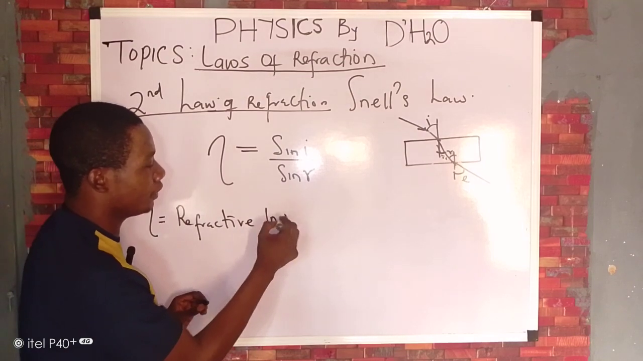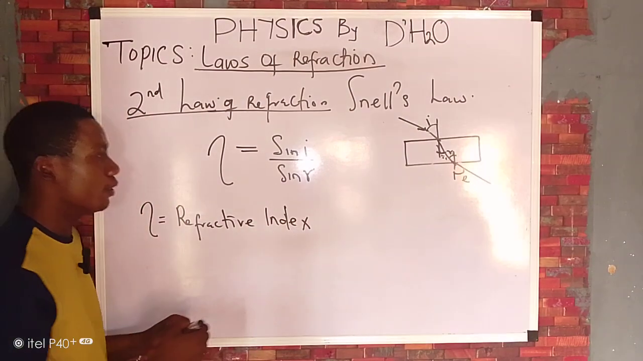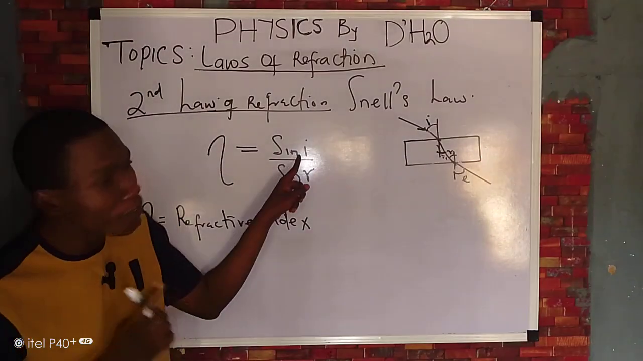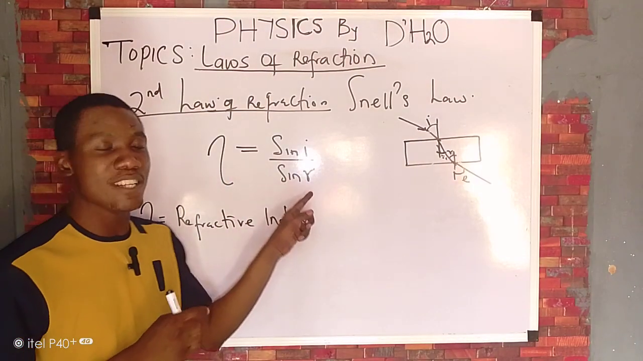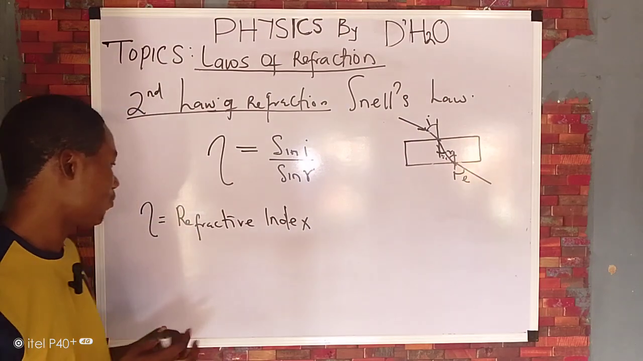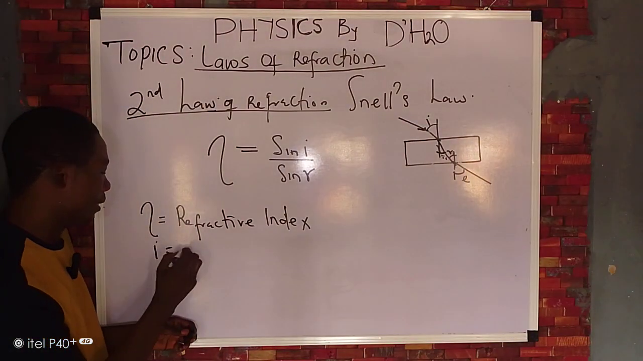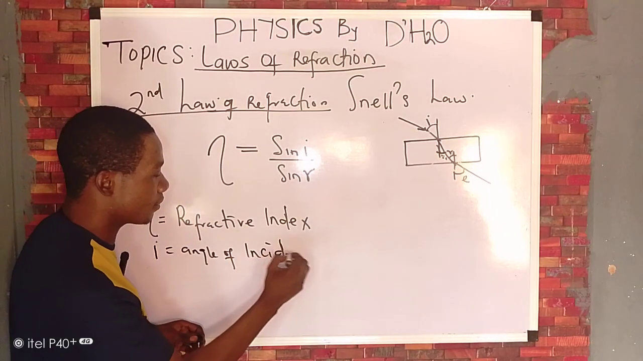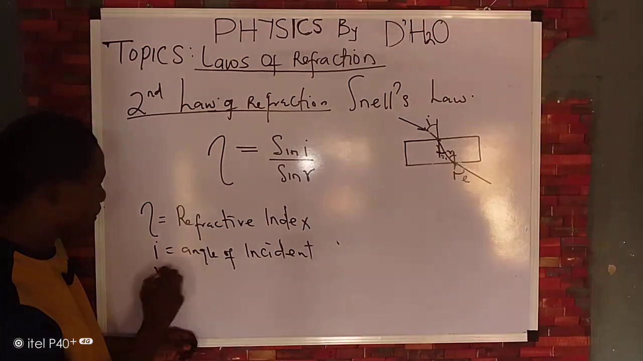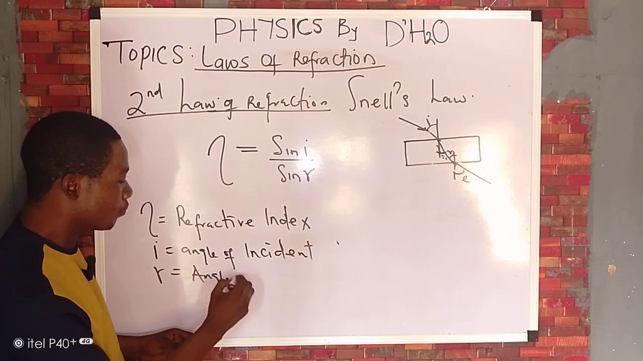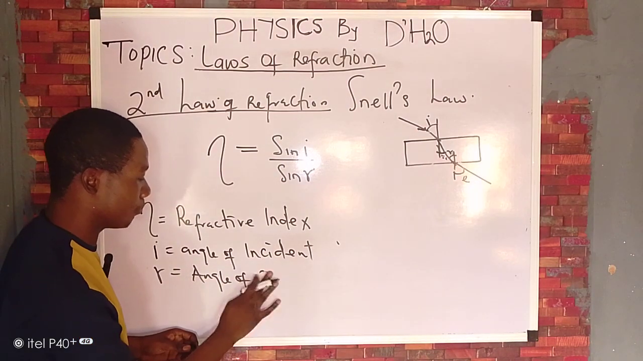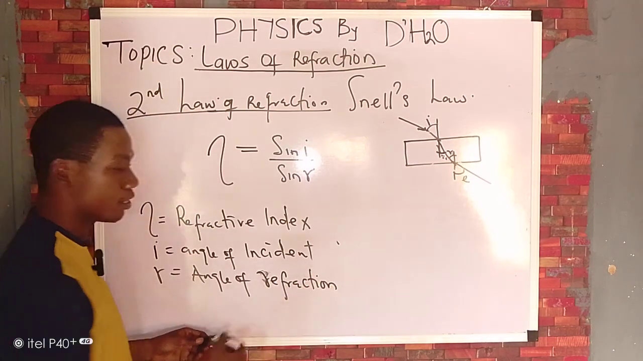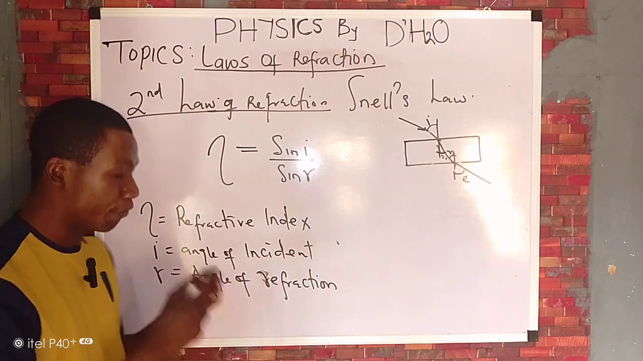Your refractive index is the ratio of the sine of the angle of incidence to the sine of the angle of refraction. Your i here signifies the angle of incidence, and r signifies the angle of refraction. Please make no mistakes about this. It's not the reflected angle, no, it's refraction.